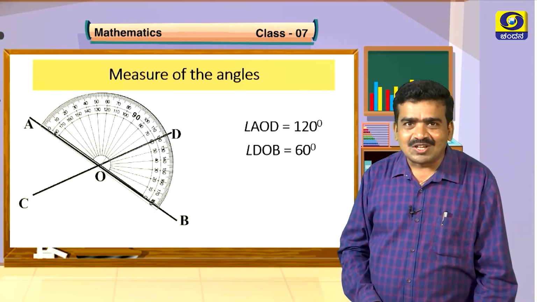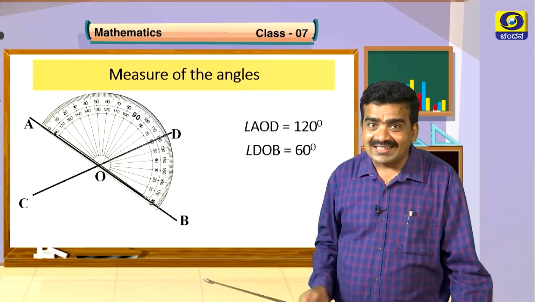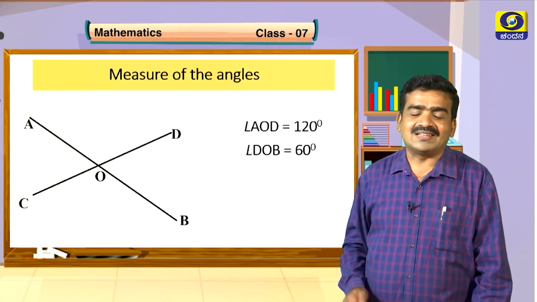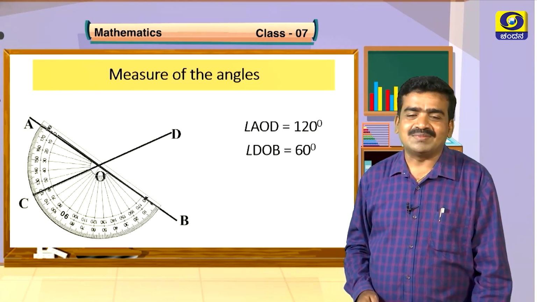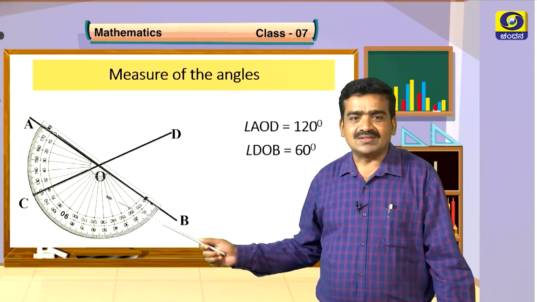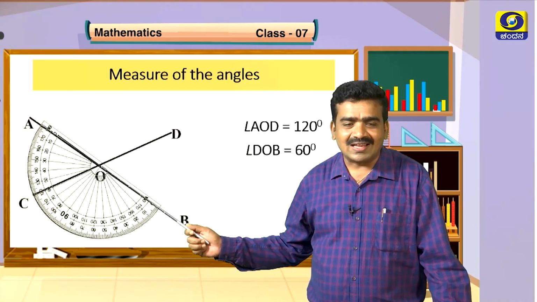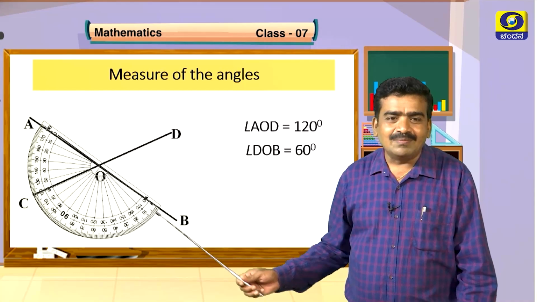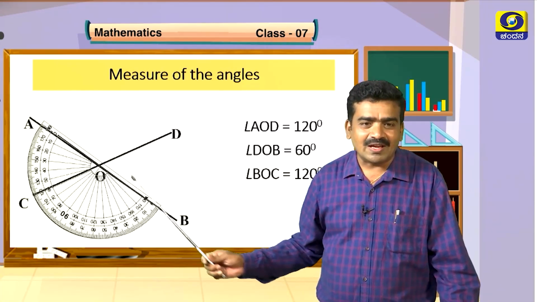Are you taking the measurement by drawing the intersecting lines like this? Yes, you have to try it at your home. Now, let us take the measurement on the other side of the intersecting lines. Similarly, we have to keep the protractor like this. Now, take the measurement. Now the angle BOC is, what is the measure of angle BOC?